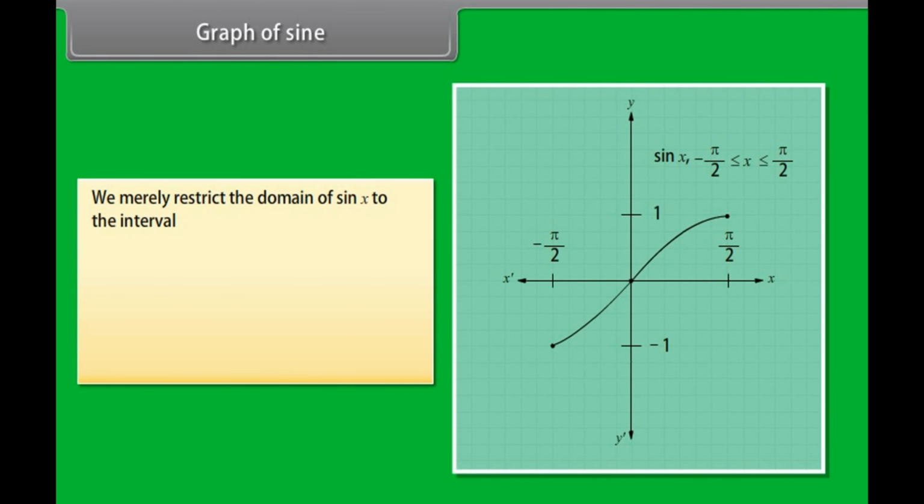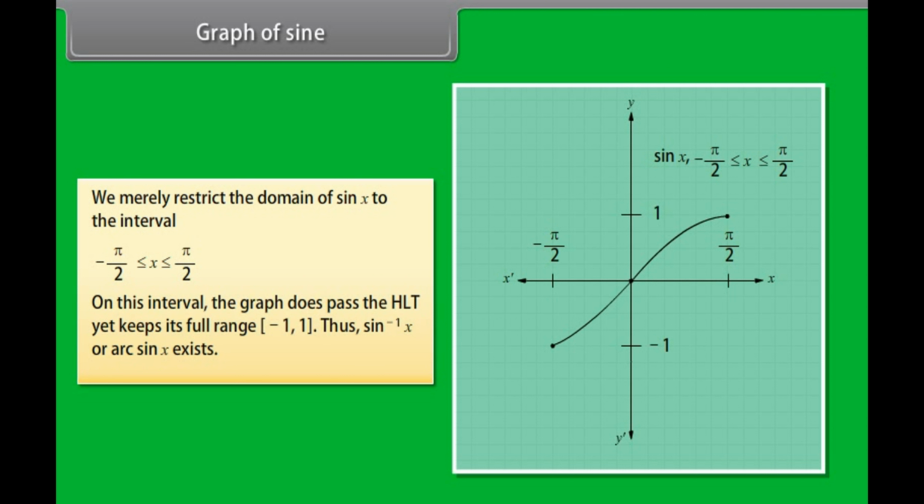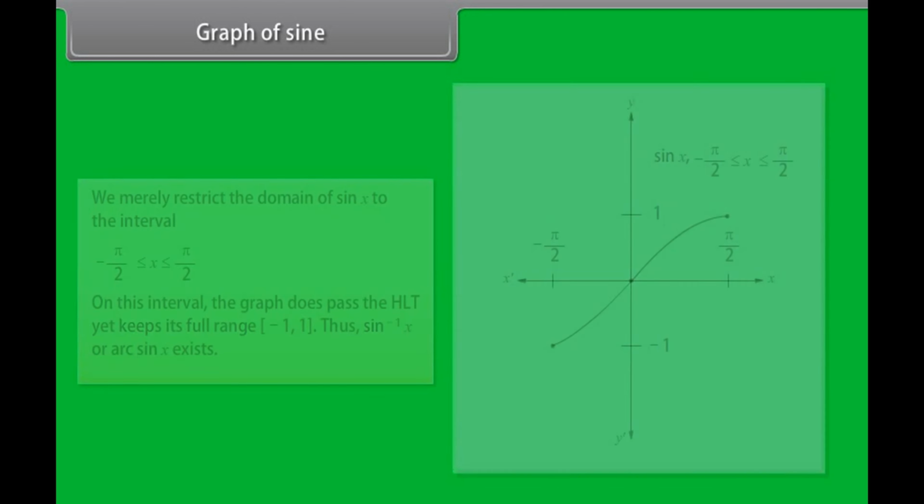Easily, we merely restrict the domain of sin x to the interval minus pi by 2 less than or equal to x less than or equal to pi by 2. On this interval, the graph does pass the HLT, yet keeps its full range, minus 1 to 1. Thus, sin inverse x or arc sin x exists. This is not the graph of sin inverse x. It is merely the part of the sin x function that is used to graph the inverse sine function.